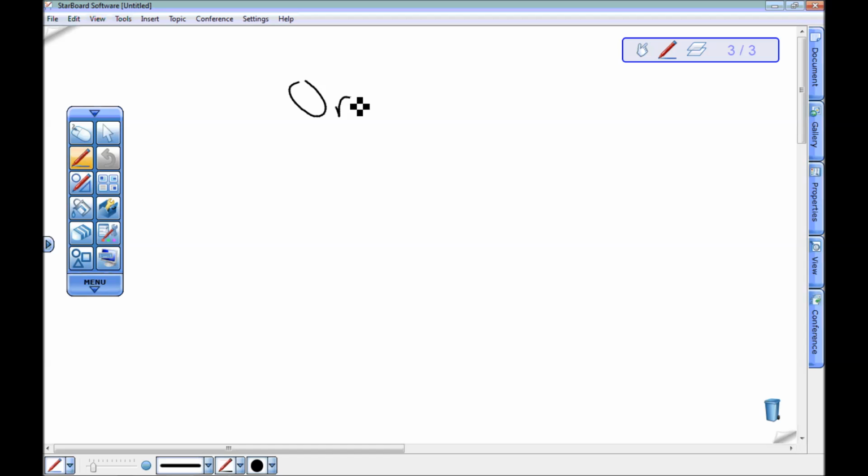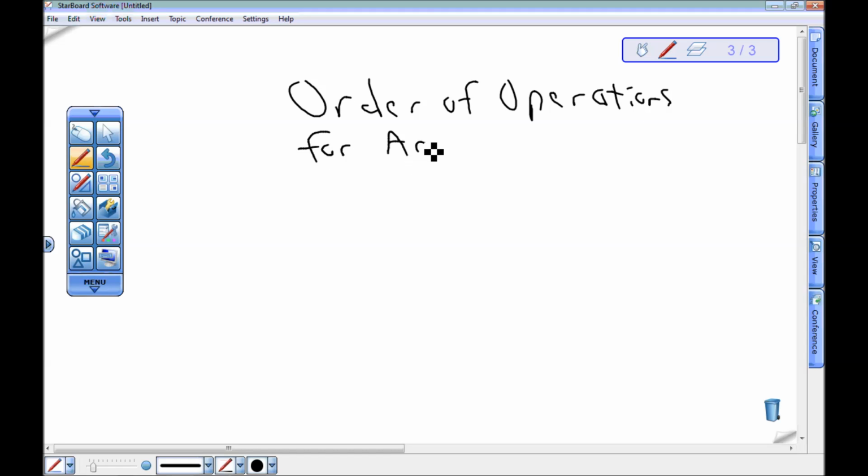We need an order of operations. And we need an order of operations, of course, for arithmetic. Now, this is pretty common. Many students tell me, oh, I already know these. I want to present one that maybe you didn't know or haven't seen before.